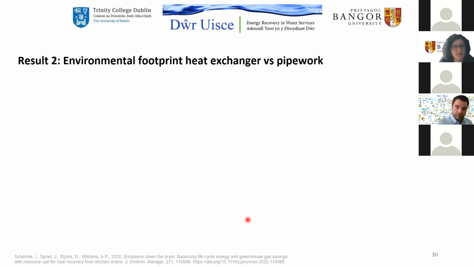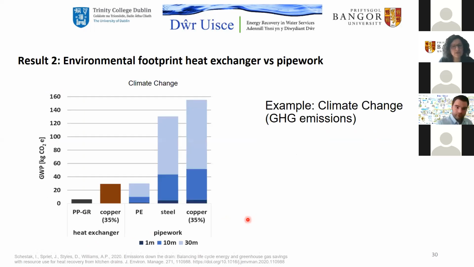With this, let's go to result number 2, where we want to compare the footprint of the heat exchanger, which we have seen now, to the pipework. We are again just focusing for now on climate change or greenhouse gas emissions. So I told you that we looked at a different material as well for the heat exchanger, which unfortunately you cannot buy yet for this type of heat exchanger at least, which is here the first bar. This material is a polypropylene with graphite particles which enhance heat transfer.